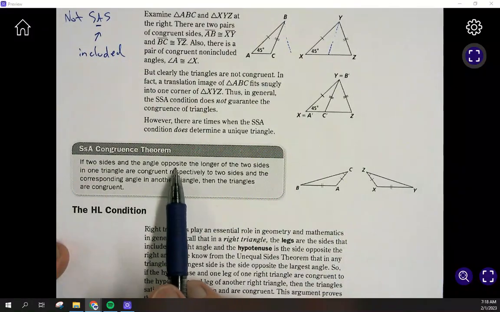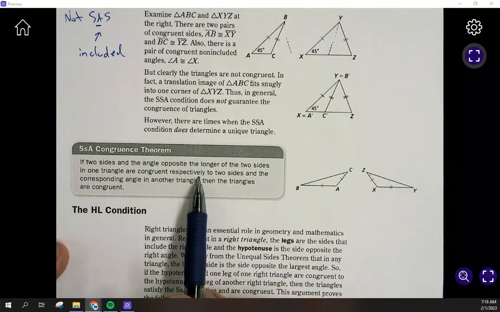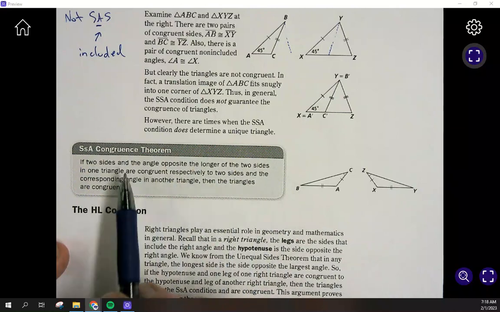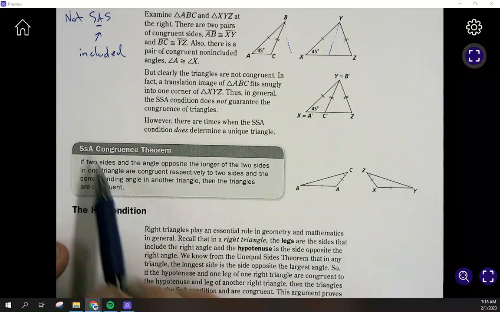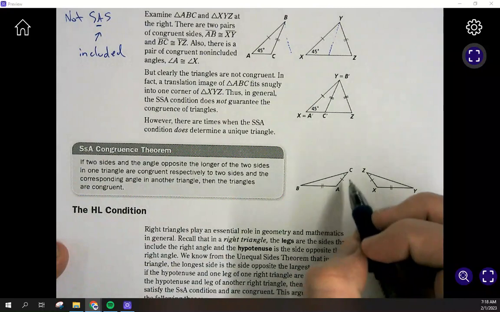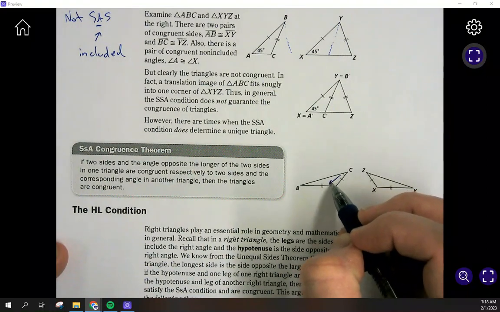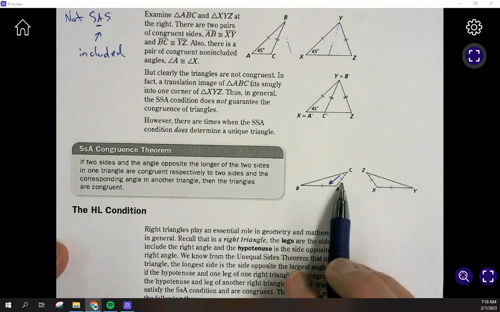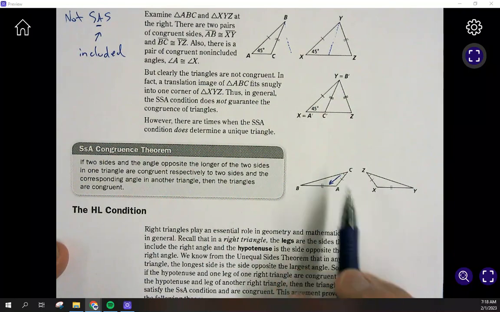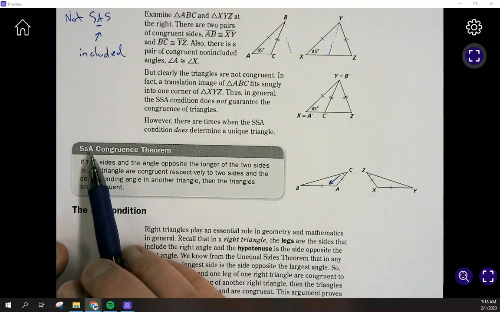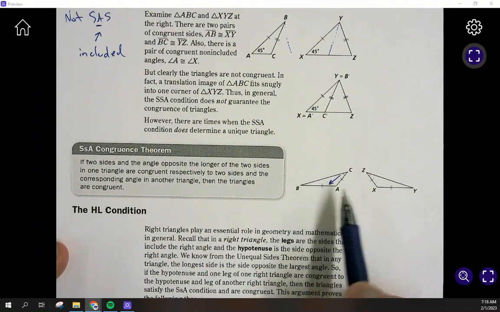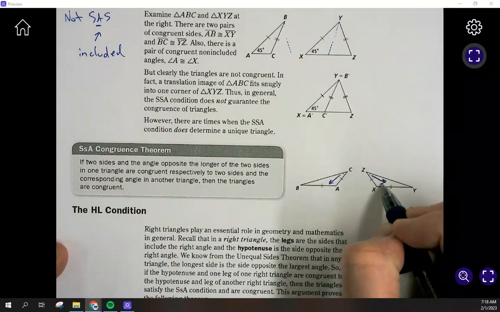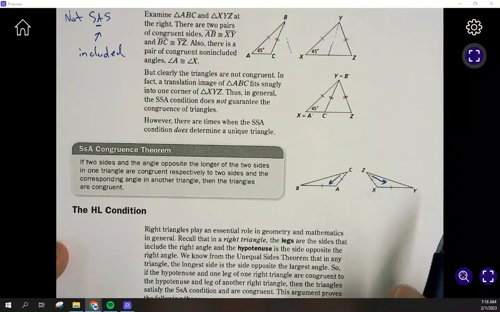So it says if two sides and the angle opposite the longer of two sides in one triangle are congruent respectively to the corresponding parts of another triangle, then the triangles are congruent. This is just math jargon. So basically, this condition, SsA, works if, when you're given these two sides and the angle is not included, the longer of those two sides is across from the angle. That's why they label it like this, because as you work your way around, it's the angle, the small side, the bigger side. If that condition is true, then we actually can use this congruence theorem.